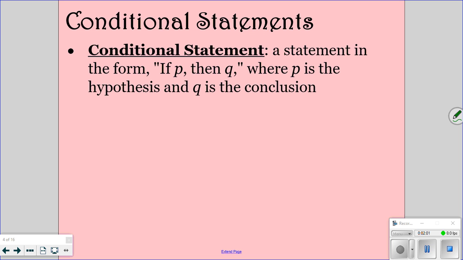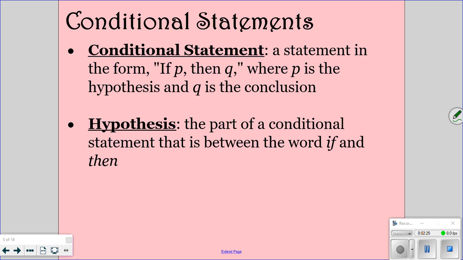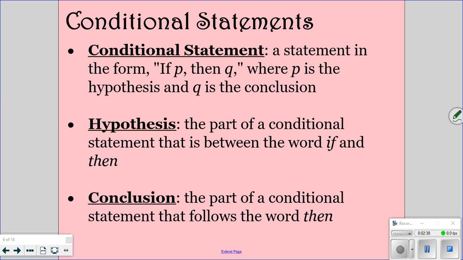So if it's raining outside, then recess gets canceled. Or if the football team makes it to the second round in the playoffs, then we will get dismissed for half a day for the next game. It doesn't matter what. If P, then Q, that's a conditional statement. The hypothesis is the part that is in between the word if and then. The conclusion is the part that follows the then.